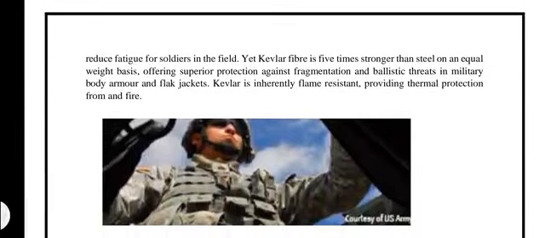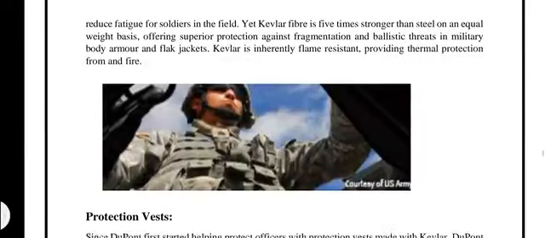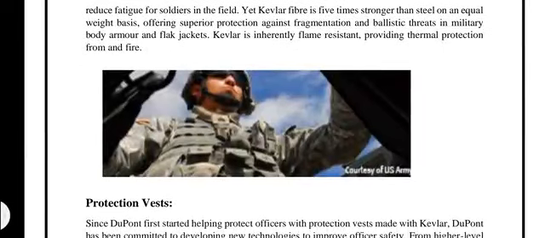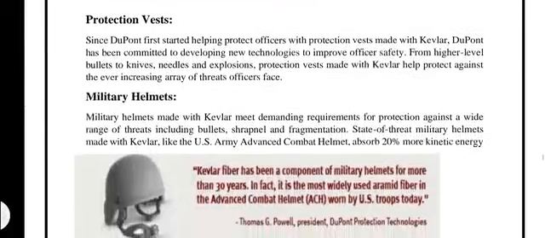Yet Kevlar fiber is 5 times stronger than steel on an equal weight basis, offering superior protection against fragmentation and ballistic threats in military body armor and flak jackets. Kevlar is inherently flame resistant, providing thermal protection from fire. The second application of Kevlar is protection vests.